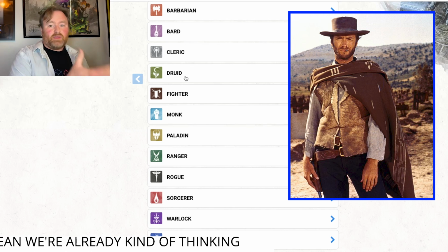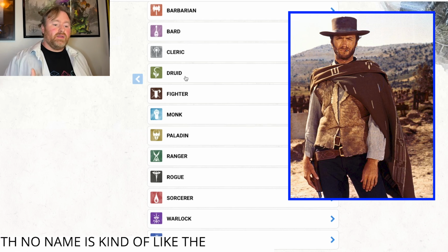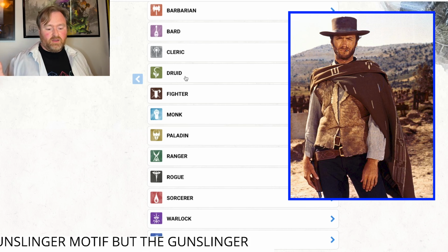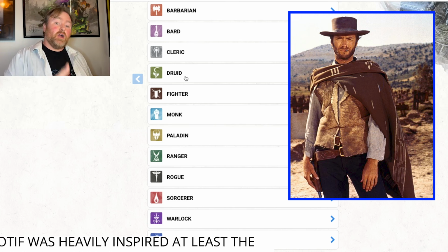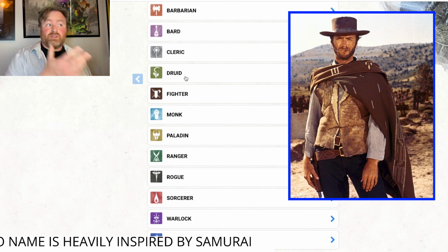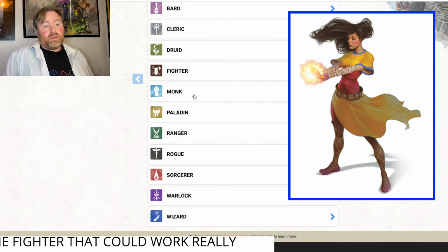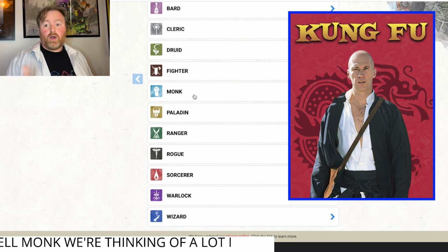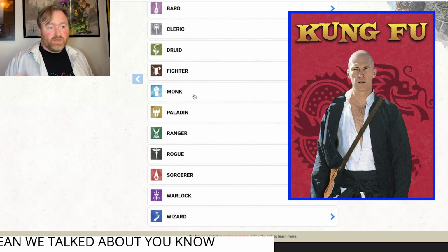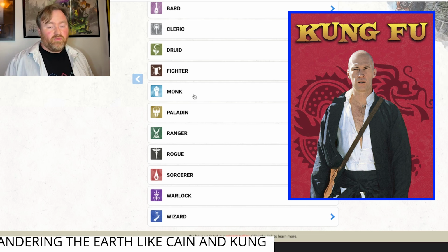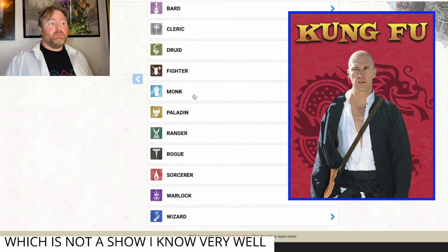is kind of like the gunslinger motif, but the gunslinger motif was heavily inspired, at least the version we think of with the man with no name is heavily inspired by samurai films, so there's a samurai subclass for the fighter. That could work really well. Monk, we're thinking of a lot. I mean, we talk about wandering the earth like Caine in Kung Fu, which is not a show I know very well, but it's a quote from Pulp Fiction. So yeah, you could go with a monk for that one.